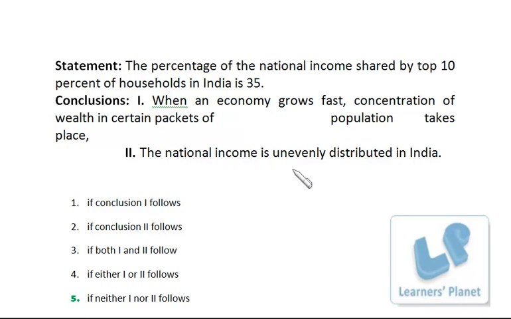The national income is unevenly distributed in India. So the statement is showing the same thing, because that 35% of the national income is among 10% of the people. So it's an uneven distribution of national income. So the second can be directly concluded from the statement. So only conclusion 2 follows, right?